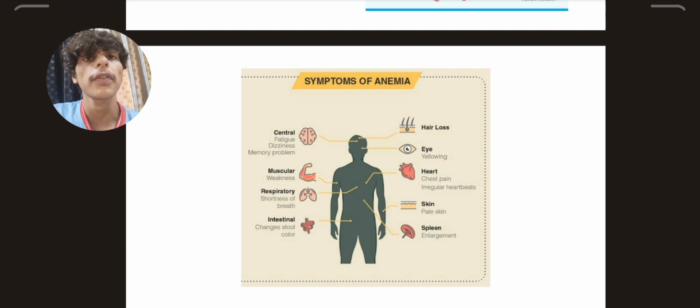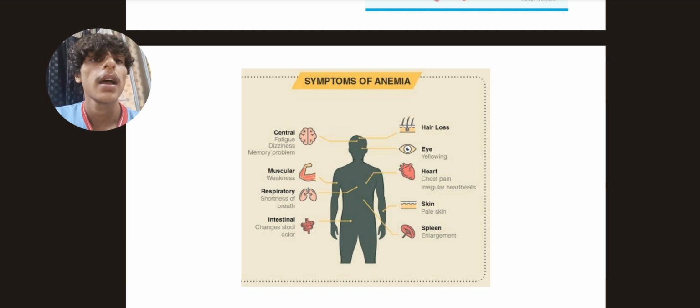Due to the effect on our intestine, there will be abnormal stool color, and then there would be hair loss, yellowish eyes, and it will also affect our cardiac system by chest pain and irregular heartbeat. There will be pale skin, and it will enlarge our spleen. The spleen is also known as the graveyard of RBC. Due to anemia, there will be inflammation of the skin. So these were the symptoms of anemia.